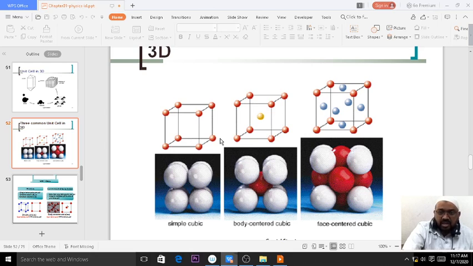Here, at the corners you are having 8. But exactly at the center of the cubic structure, you'll find one more lattice point. That is the reason it is called body-centered. And it has been indicated with the red part. You can see, these are white and this is red. Here also there is a red one, and this is white.